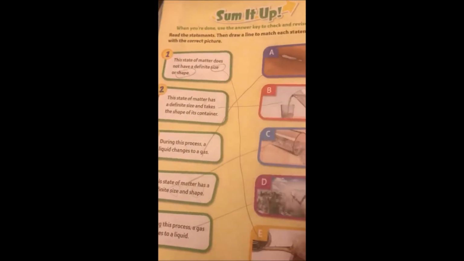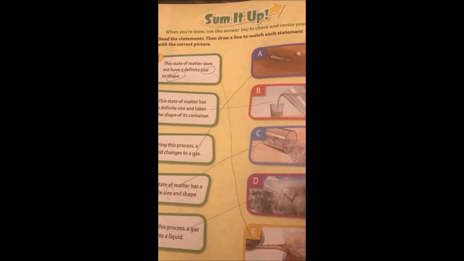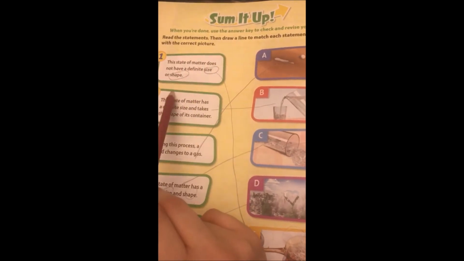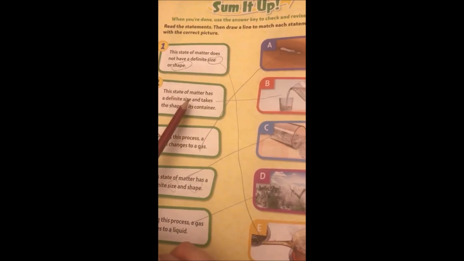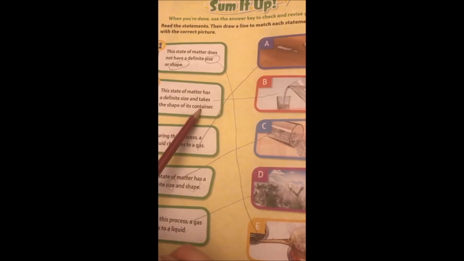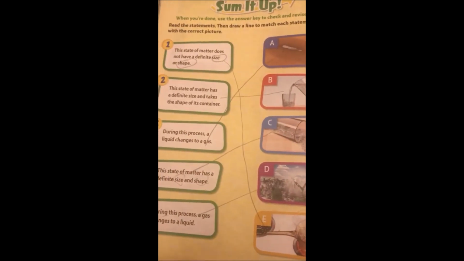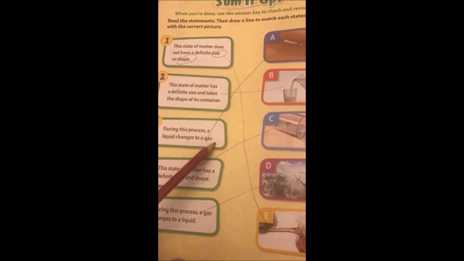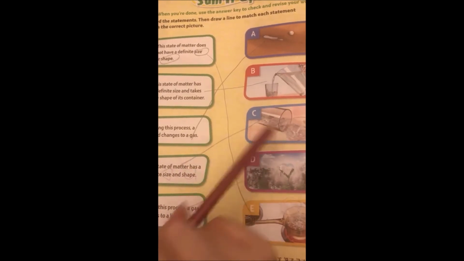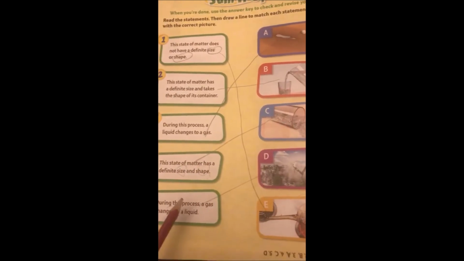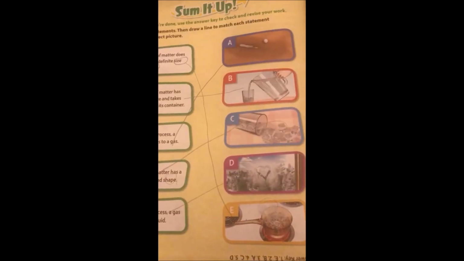Passing to here, I already solved this quickly. This state of matter does not have a definite size or shape, so it's the water vapor. The state of matter that has a definite size and takes the shape of its container? Super, the liquid. During this process, a liquid changes to gas, so it's evaporation. This state of matter has a definite size and shape, which is the solid, the ice over here. During this process, a gas changes to a liquid, basically condensation.